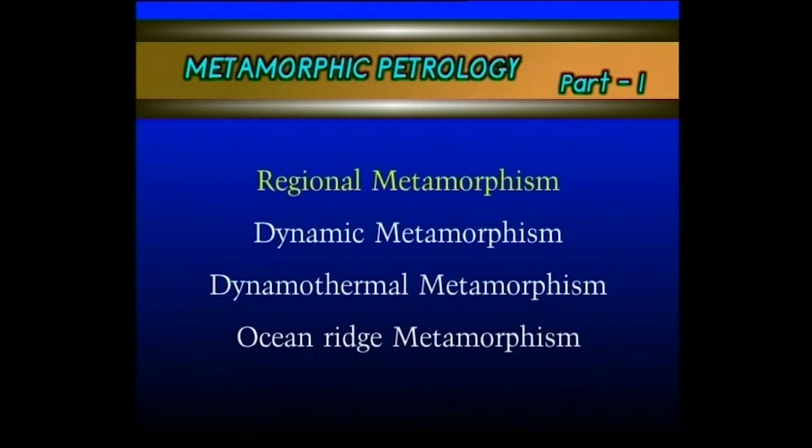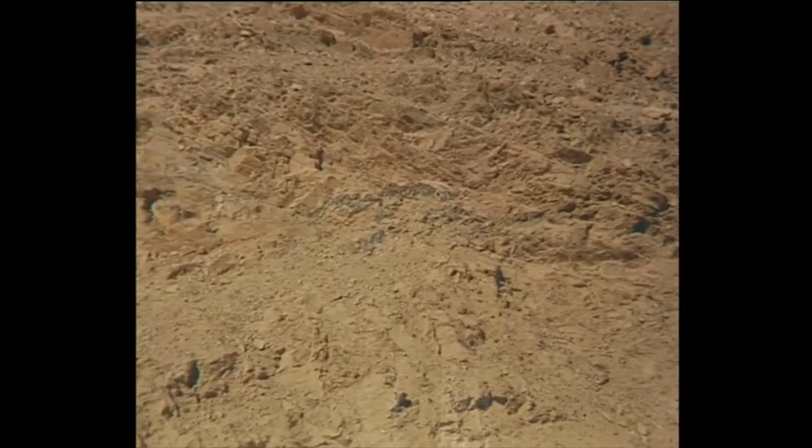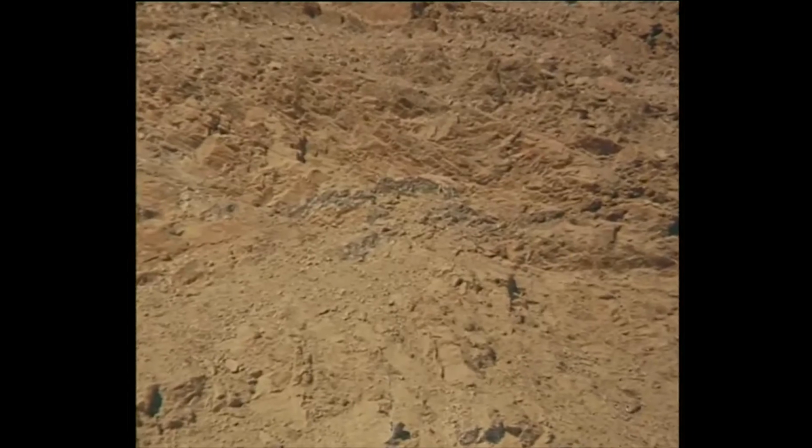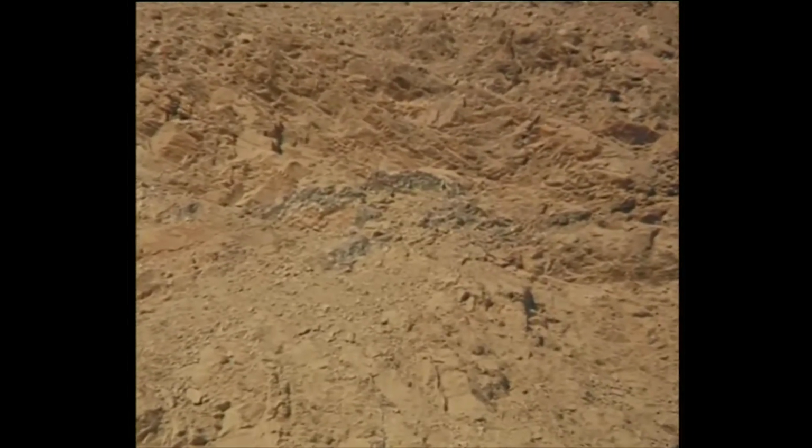Now let us see another type of metamorphism, that is regional metamorphism. In regional metamorphism, three categories are important. One is dynamic metamorphism, and dynamo-thermal metamorphism, and the third case is ocean ridge metamorphism. If we see dynamic metamorphism, particularly in dynamic metamorphism, cataclastic textures, cataclastic metamorphism occur, and these indicate shear planes or fault planes.